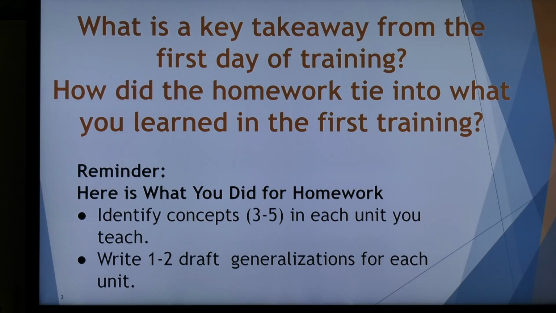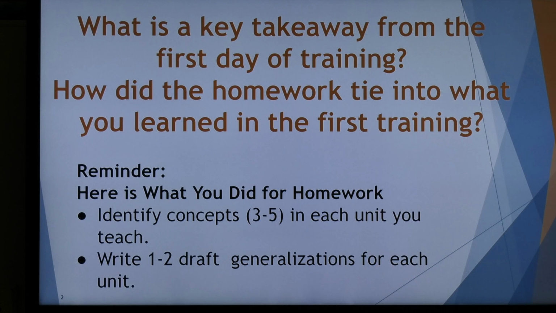So what is a key takeaway from the first day of training? And for those of you who are able to do the homework, what's something that tied into the training from the homework that you were doing? So I'll give you a moment to think about any key takeaway from the first day. And obviously there are no wrong answers here.